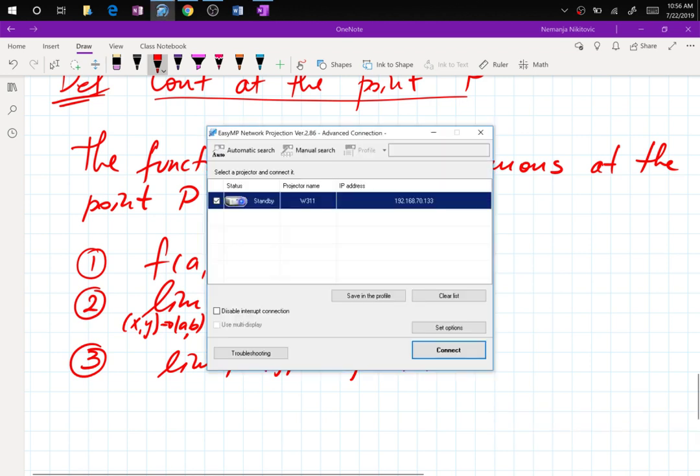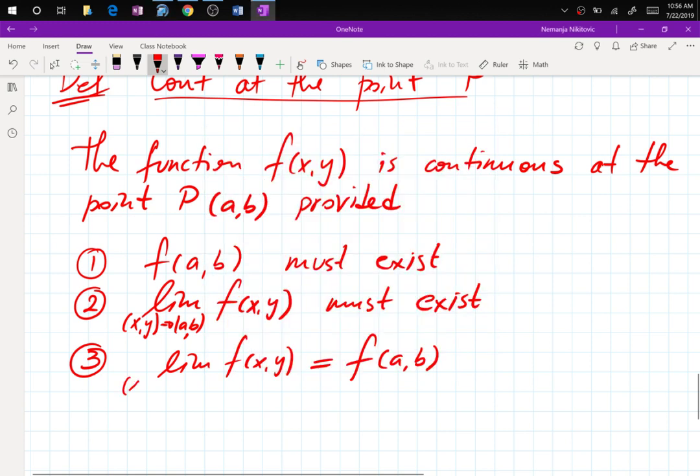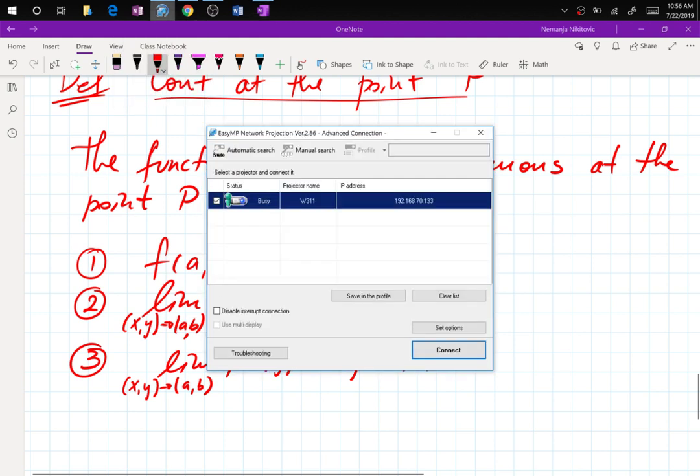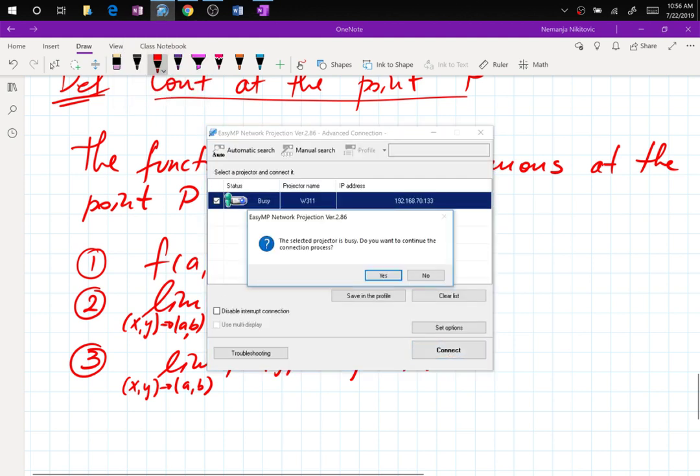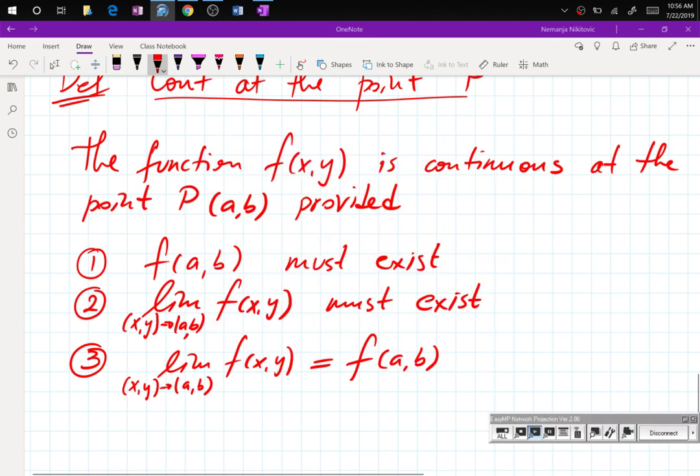Yep, the projector is dead. So I can try and reconnect. Let's see. The selected projector is busy. Okay, let's see.